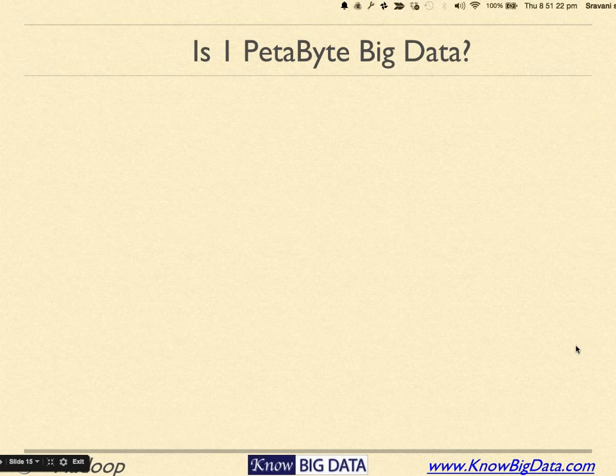Now, the bigger question here is, is a petabyte big data? We talked about big data. Big data was something for which, to process that kind of data, you required distributed computing, and a petabyte of data is 10 to the power 15 bytes. Now the question is, is 1 petabyte big data?